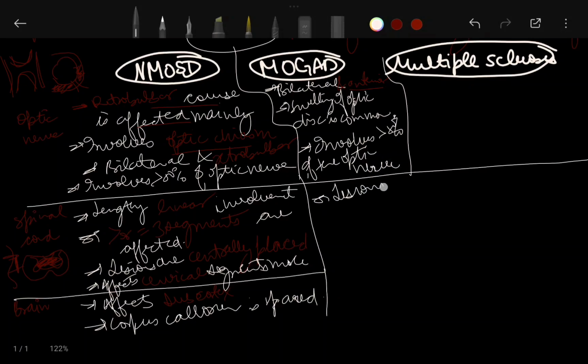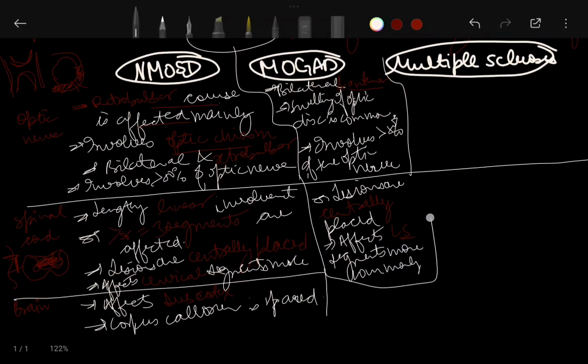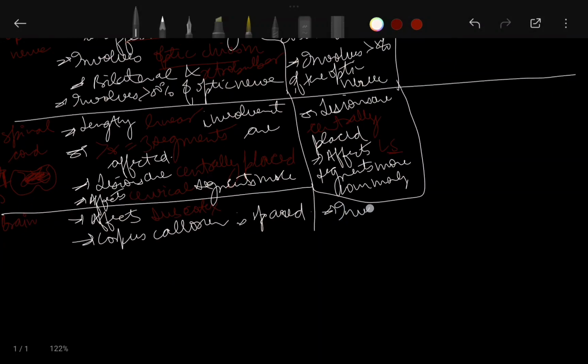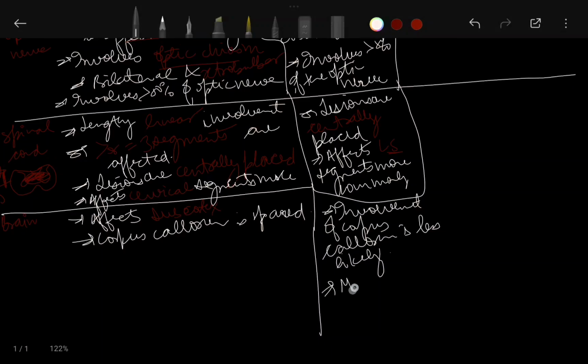And the lesions are usually centrally placed. Lesions are centrally placed again in the spinal cord, and they affect the lumbosacral segments more commonly. And in case of brain, involvement of corpus callosum is less likely. Mainly the brainstem is involved.